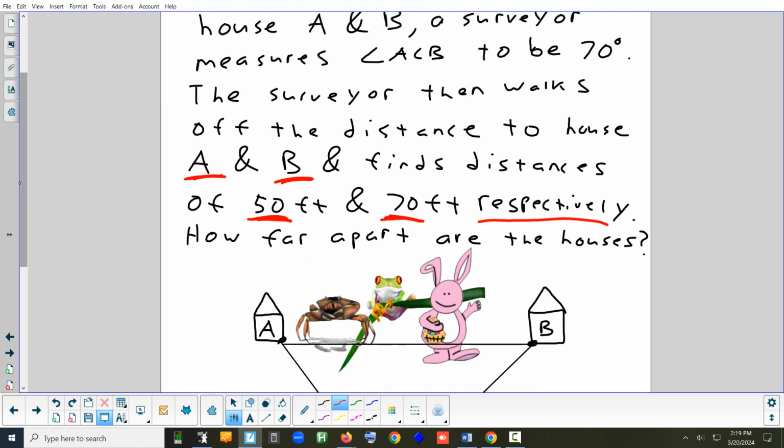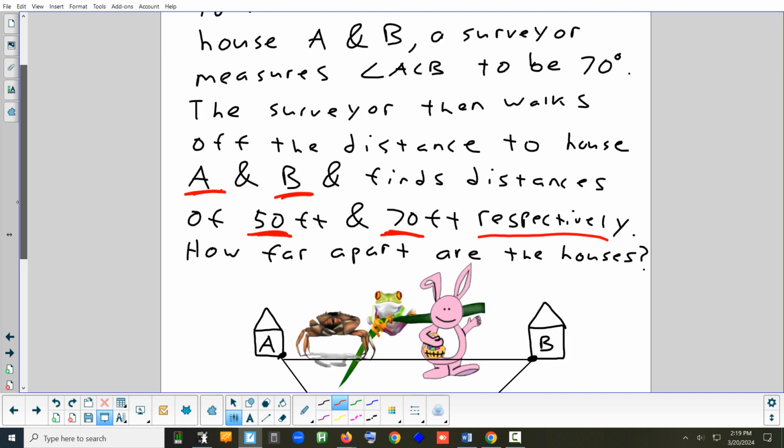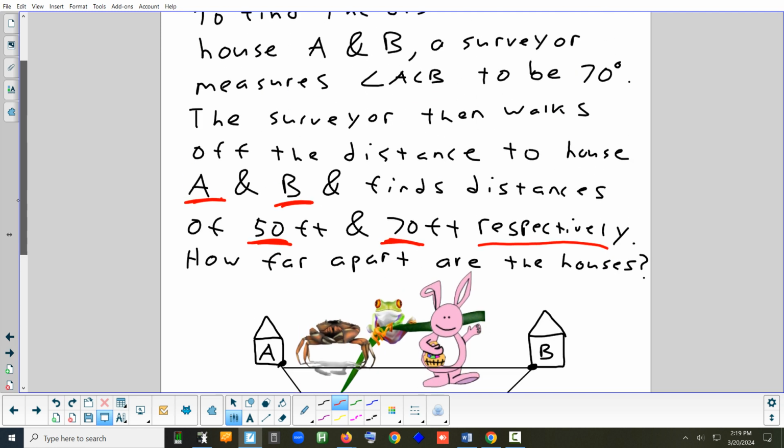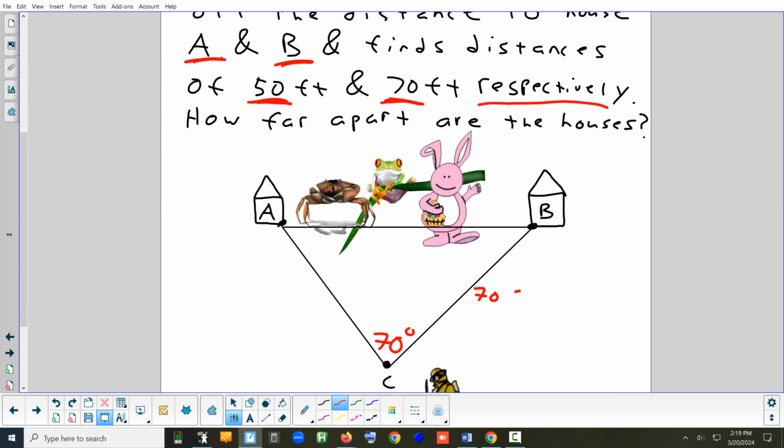Now they tell us the surveyor is able to walk safely from C to A and then from C to B. C to B is a tricky one. You're getting close to that bunny. How long is C to B? C to B is 70 feet. The other one's 50. Just a coincidence, they're both 70. And then A to C is how long? 50.